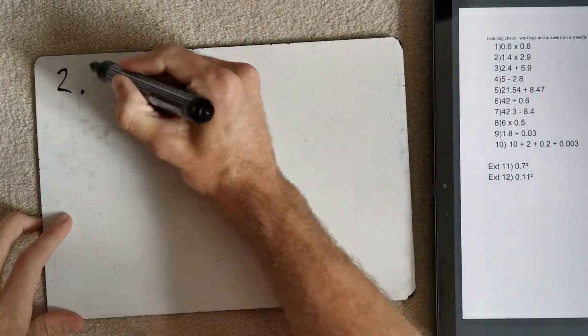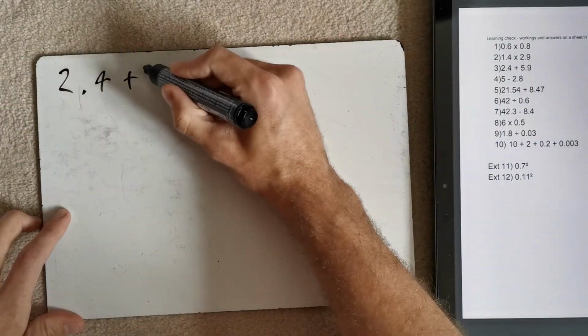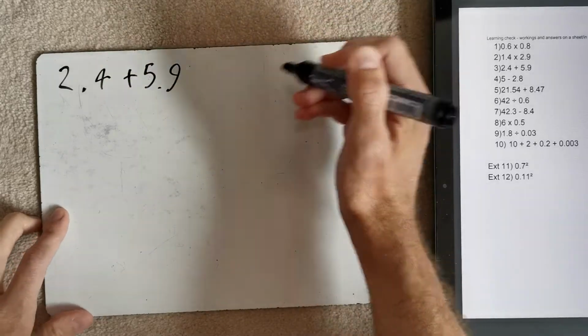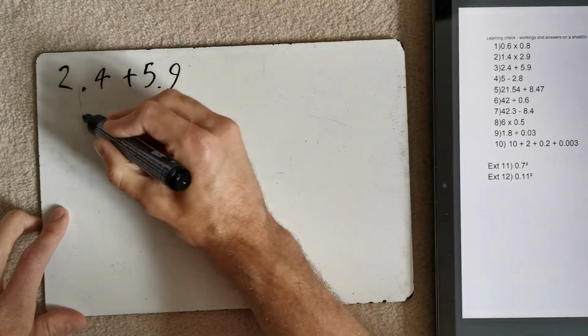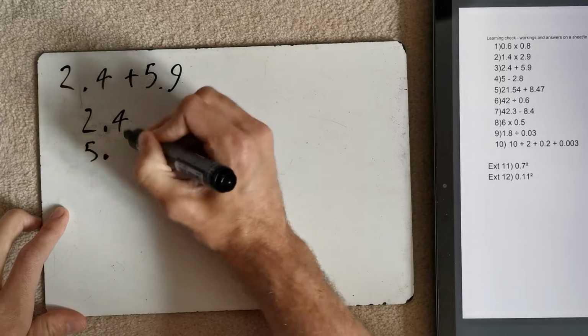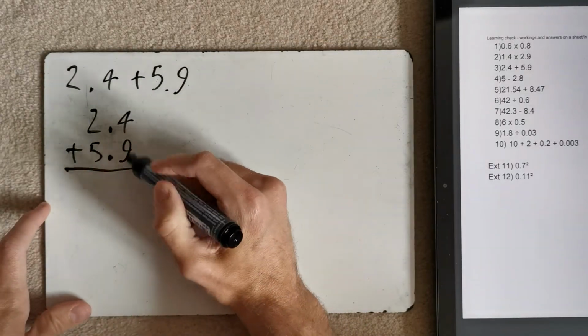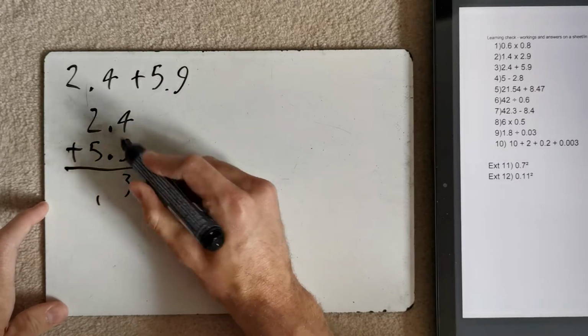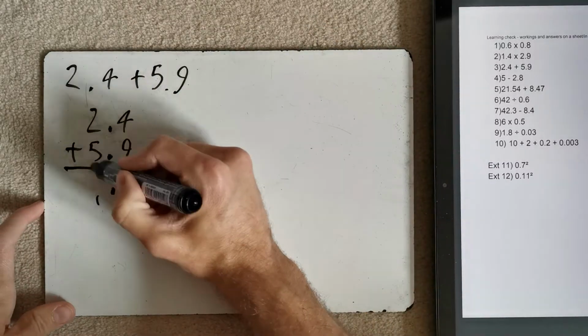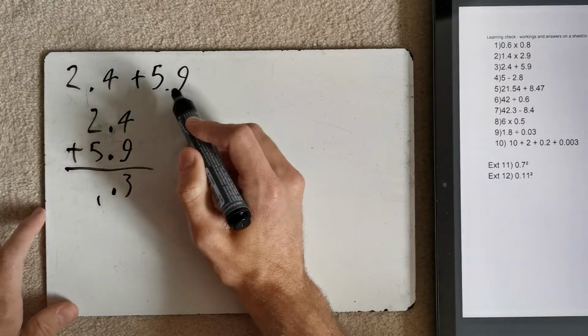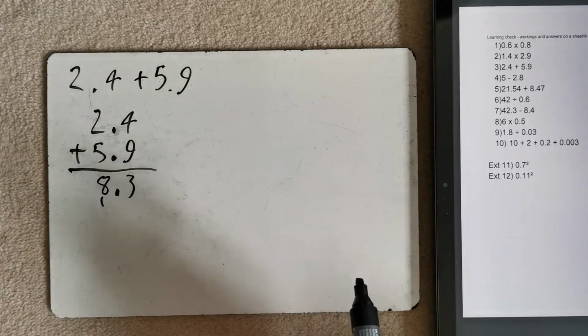2.4 add 5.9. Make sure you line up the decimal points first, then write the numbers out. Remember, this is addition. This isn't multiplication anymore. Okay. 4 add 9 is, of course, 13. I forgot to carry down the decimal point. 2 add 5 add 1 would be 8. 8.3. Okay.